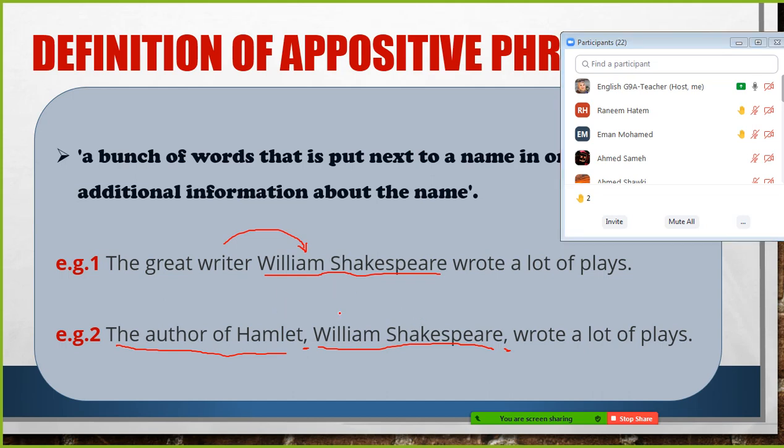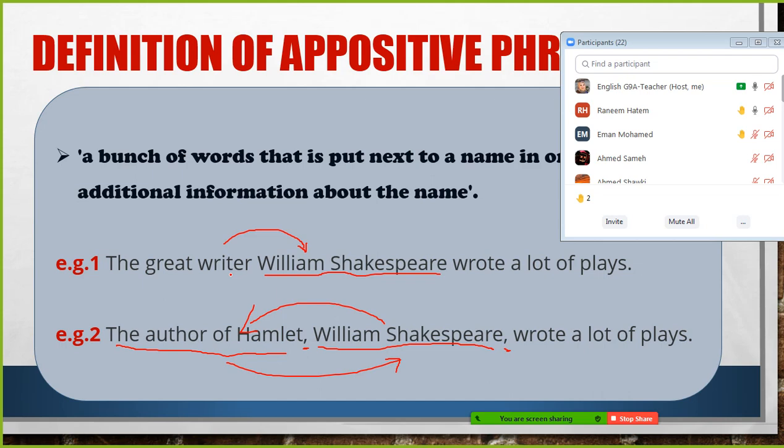Even if you switched and started by saying William Shakespeare, followed by the author of Hamlet, the author of Hamlet will stay non-essential, and this should be put between two commas. Because here I have specified something for you by saying William Shakespeare or the author of Hamlet. But in the first example, "the great writer," I don't have a specific character I'm speaking about. A great writer, who's he? I have a lot of great writers here.